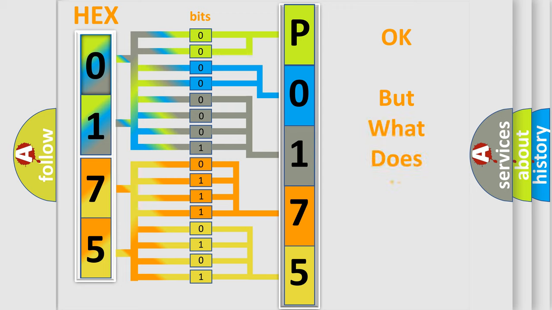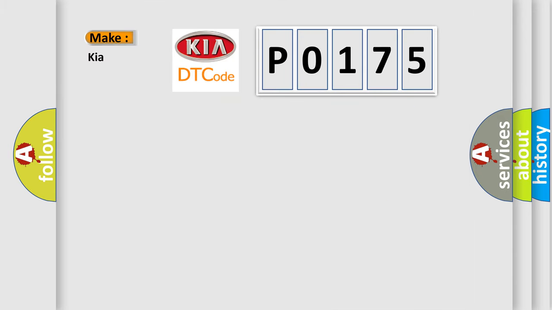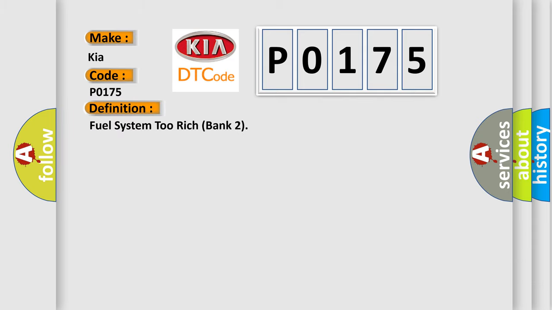The number itself does not make sense to us if we cannot assign information to what it actually expresses. So, what does the diagnostic trouble code P0175 interpret specifically for Kia car manufacturers? The basic definition is fuel system rich bank 2. And now this is a short description of this DTC code.